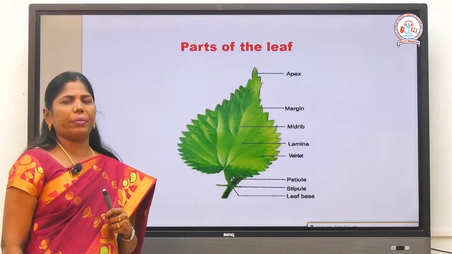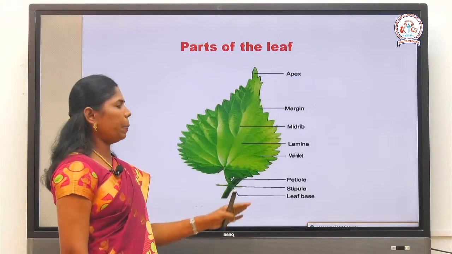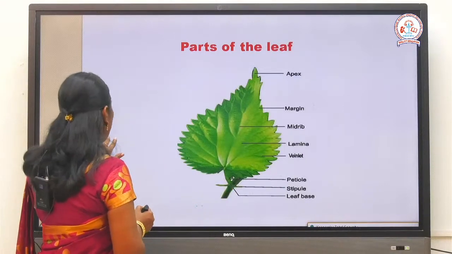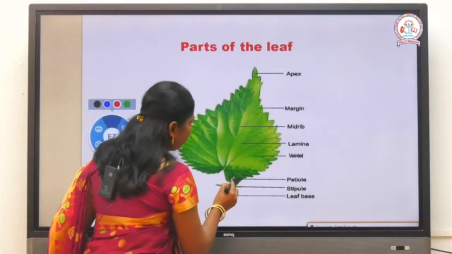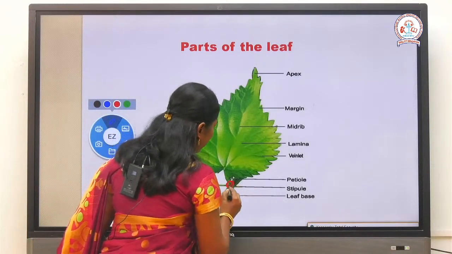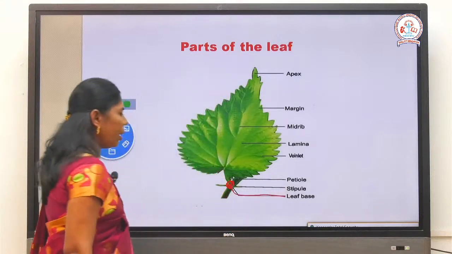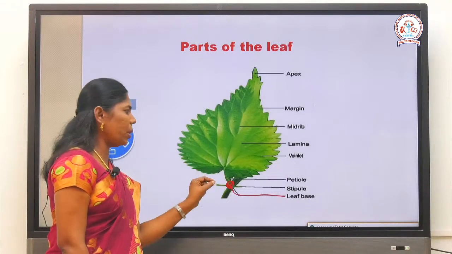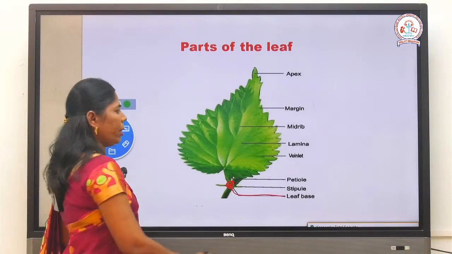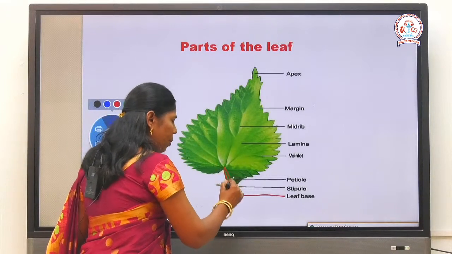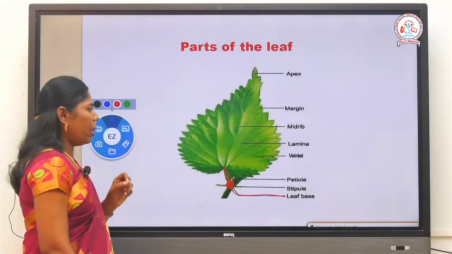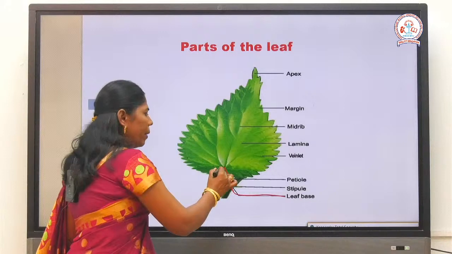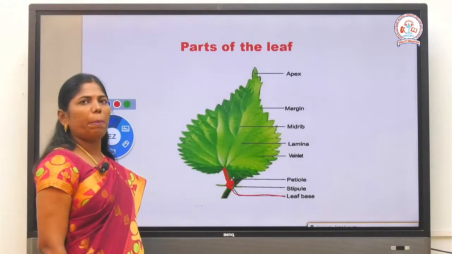Now the parts of the leaf. What are the main parts? First is the leaf base, another is the petiole, and next is the lamina. This is your leaf base, the area where the node is attached on the stem; the base of the node is considered your leaf base. The petiole is the small filament-like structure which attaches the lamina to the stem or branches.